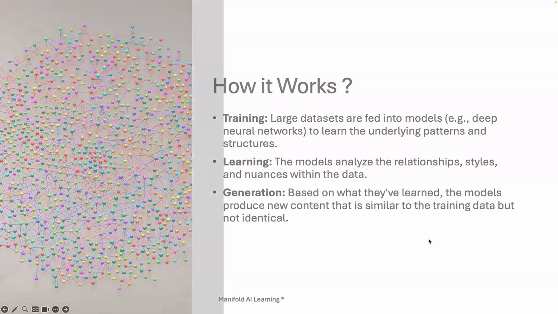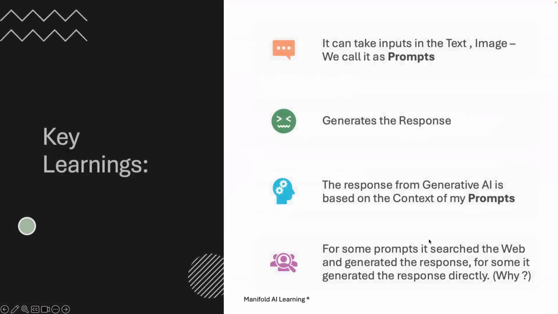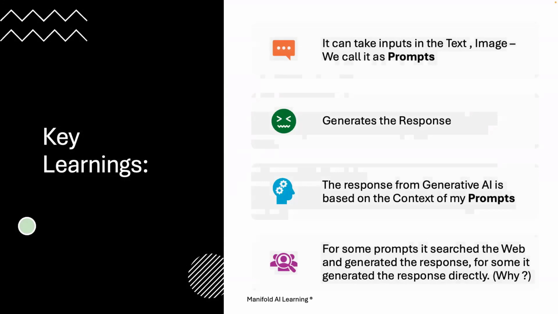So let me remind you, this ability of searching the web and generating the response is part of the ChatGPT application. It's not part of our large language model or the GPT model that we have. The GPT model, or this generative AI model, can take the input, which is a prompt, and generate the response. So these are the key learnings that we had about generative AI and its basics.